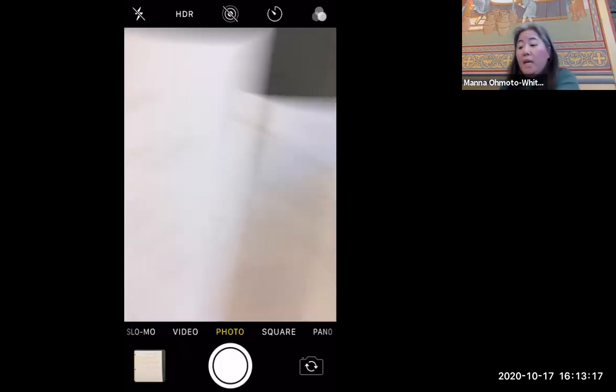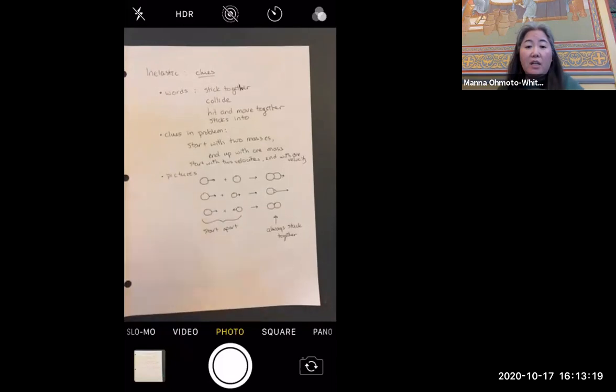So inelastic, what are clues that I have an inelastic collision? Well, if I'm looking for words in a word problem, the words stick together, collide or hit and move together, sticks to, sticks into are all clues that what I'm looking at is an inelastic collision. If I start with two masses and end up with one mass, or I start with two velocities and I end up with one velocity, then that's an inelastic collision.